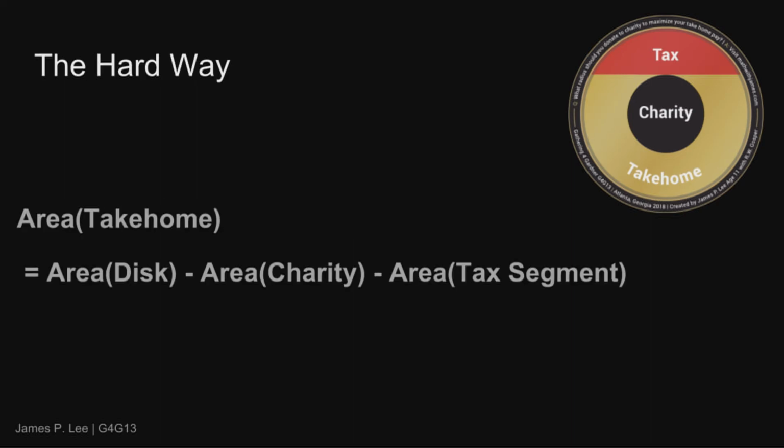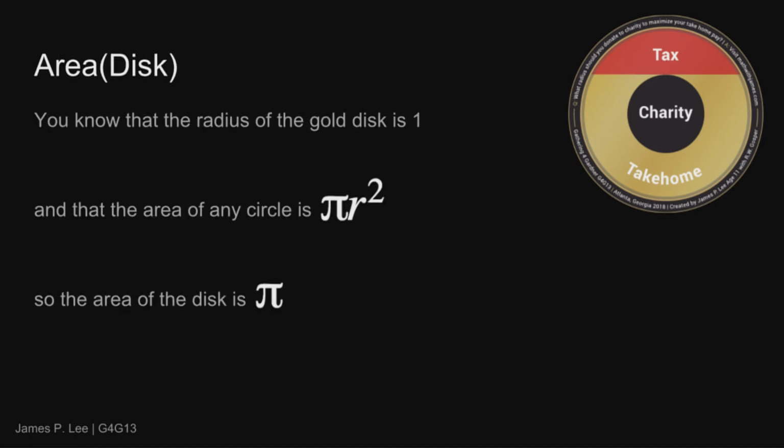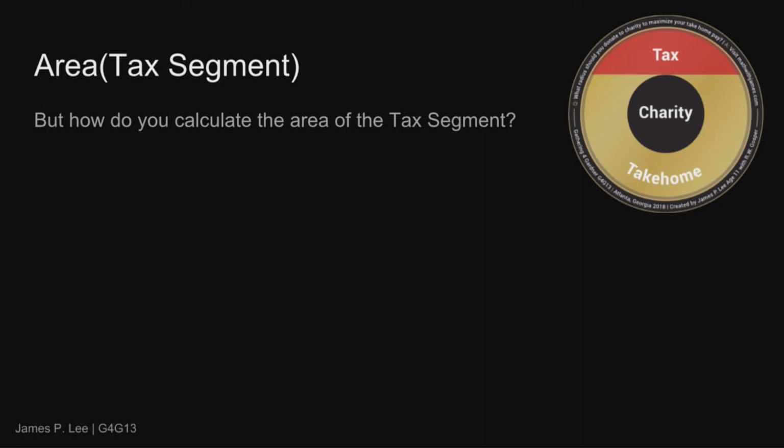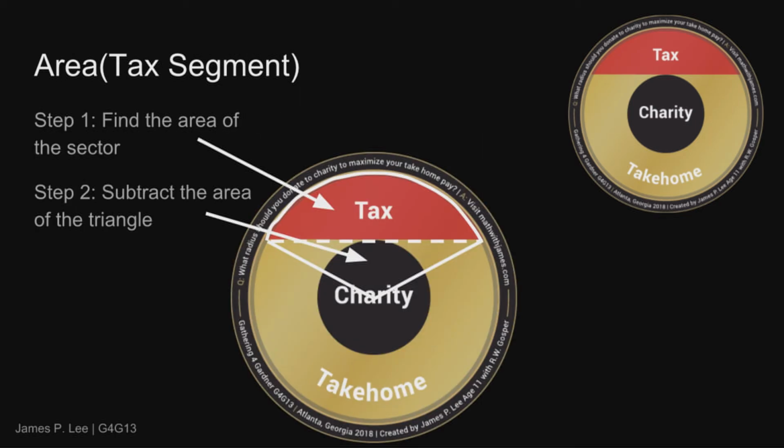So the harder way to do it is to calculate the area of the take-home, and that equals the area of the disk minus the area of the charity minus the area of the tax. So you know that the radius of the gold disc is 1, so the area of the disk is pi, and the radius of the charity hole is r, so the area is pi r squared. But how do you calculate the area of the tax segment? So I did this. I found the area of this sector, and then I subtracted the area of this triangle.